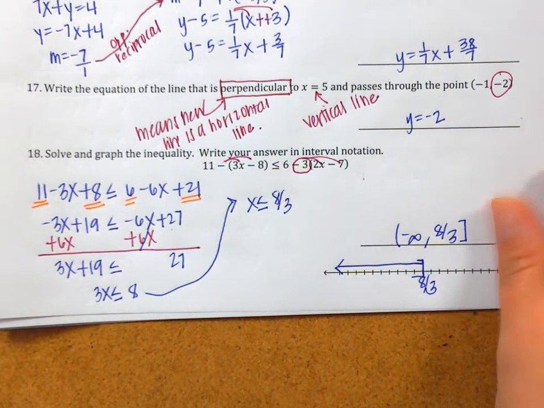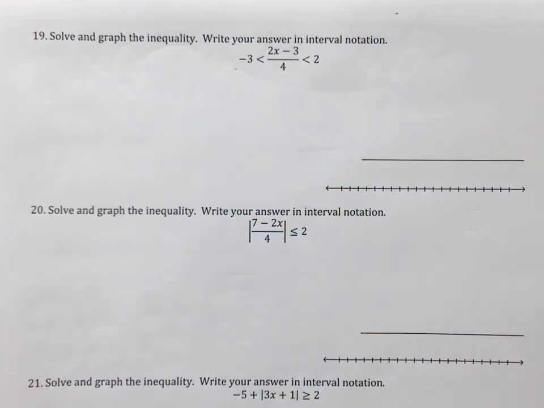Okay, last page. 3 more problems. We can do it. I think I'm just telling myself that I can do it. So, okay, now we have a compound inequality. With that compound inequality, what I want to do is get x on the inside all by itself.